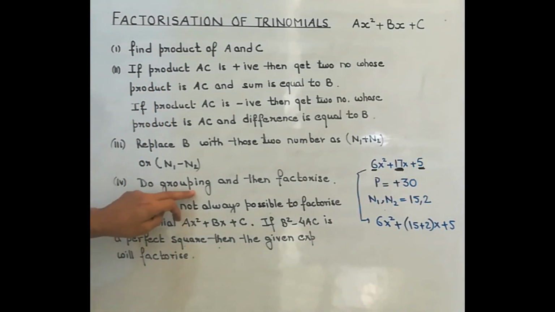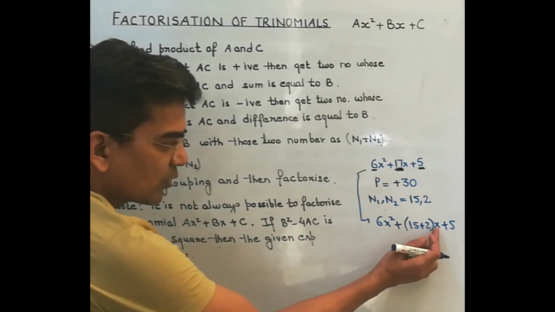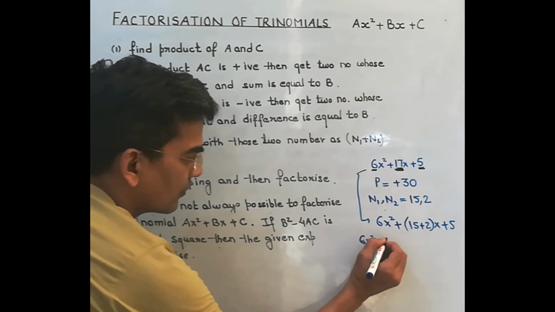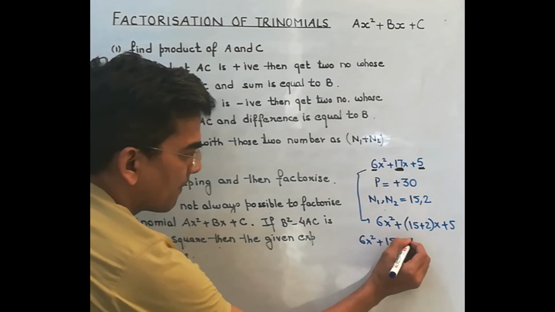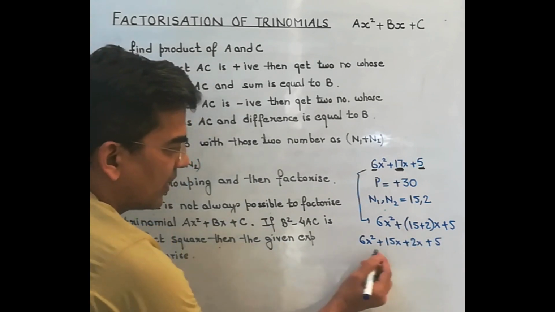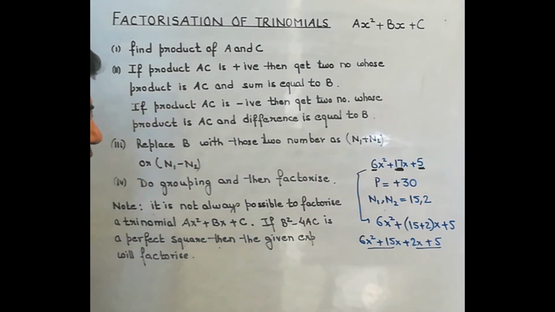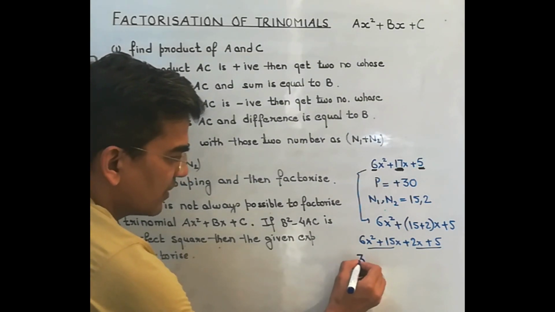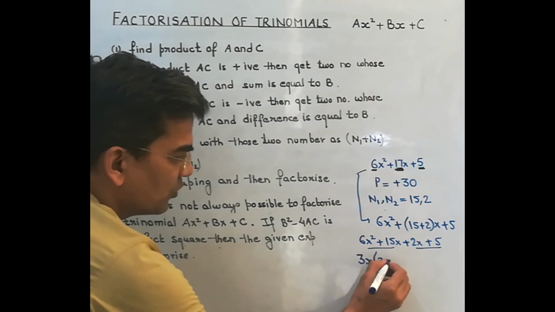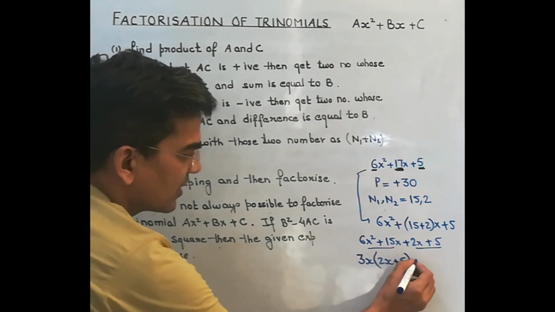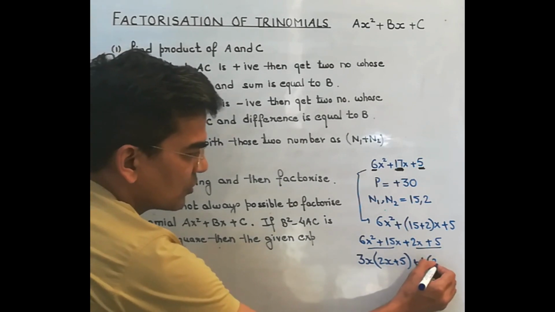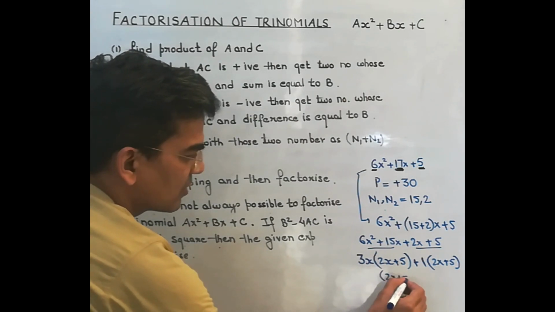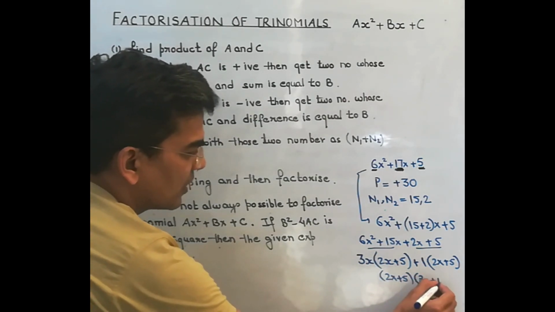Okay, now do grouping and then factorize. So for grouping we will open this bracket. And now this group and this group. We have got the two groups. In the first group, what is common? You can say 3x is common. So you are left with 2x plus 5. In the second group, we can take one common, so 2x plus 5. And here we will get 2x plus 5 and 3x plus 1.